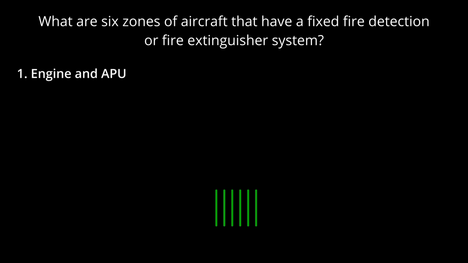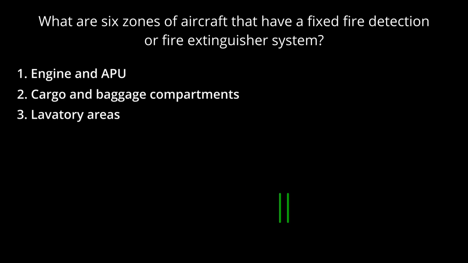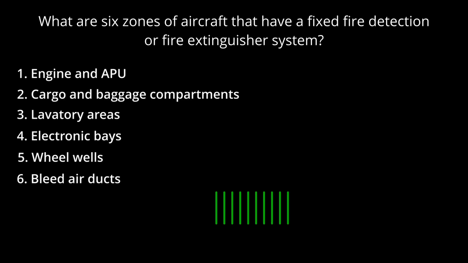6 zones of aircraft that have a fixed fire detection or fire extinguisher system. Those zones are the engine and the auxiliary power unit, the APU, the cargo and baggage compartments, lavatory areas, electronic bays, and the wheel wells and bleed air ducts.